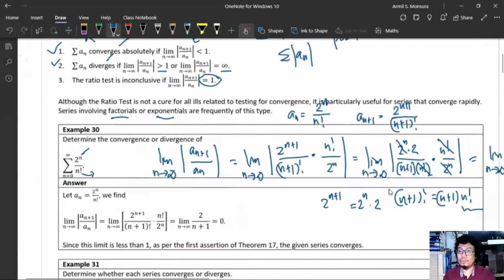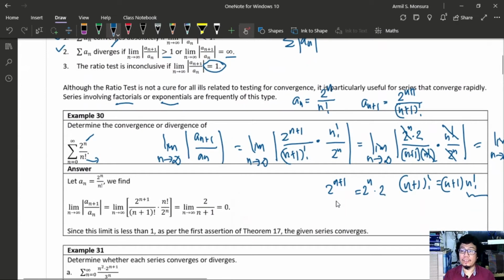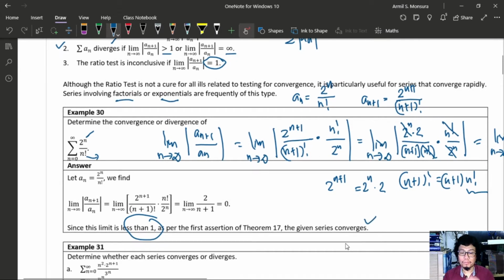And according to Theorem 17, the limit is less than 1. So the limit is less than 1. And as per the first assertion of Theorem 17, your given series converges.